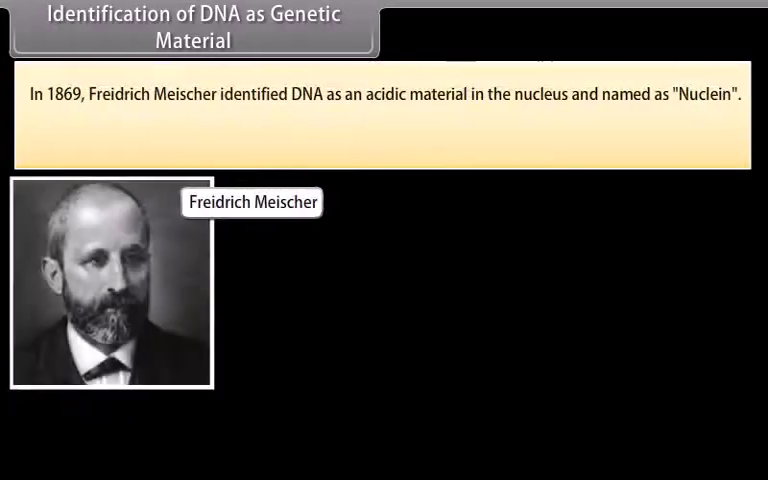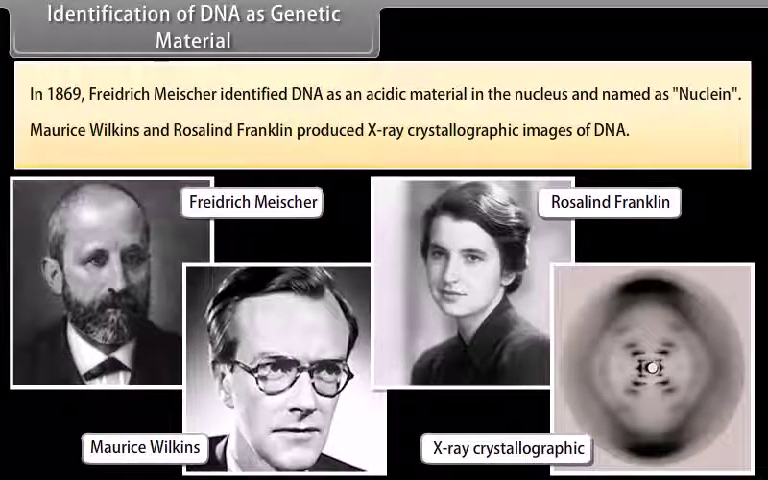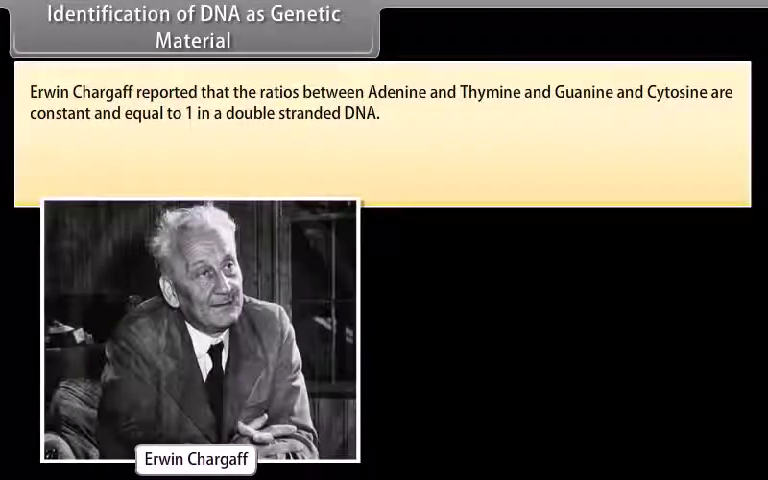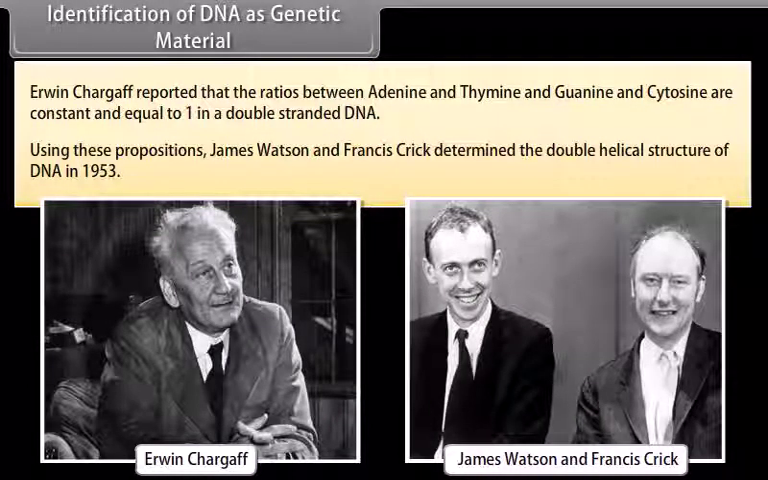Identification of DNA as genetic material. In 1869, Friedrich Miescher identified DNA as an acidic material in the nucleus and named it nuclein. Maurice Wilkins and Rosalind Franklin produced X-ray crystallographic images of DNA. Erwin Chargaff reported that the ratios between adenine and thymine and guanine and cytosine are constant and equal to 1 in a double-stranded DNA. Using these propositions, James Watson and Francis Crick determined the double helical structure of DNA in 1953.